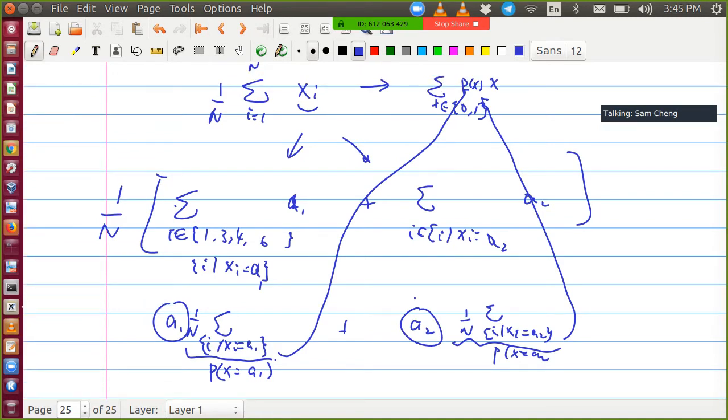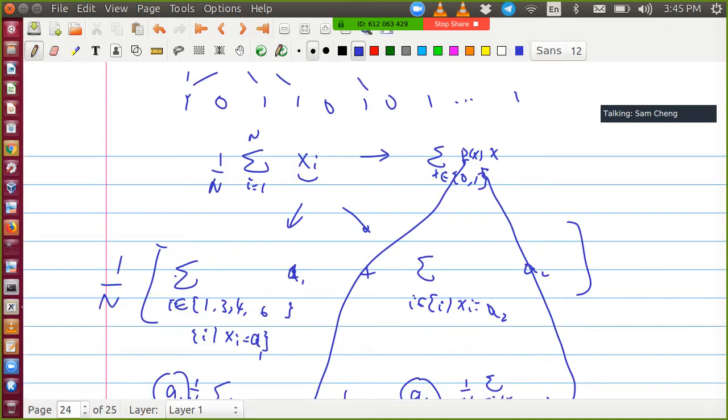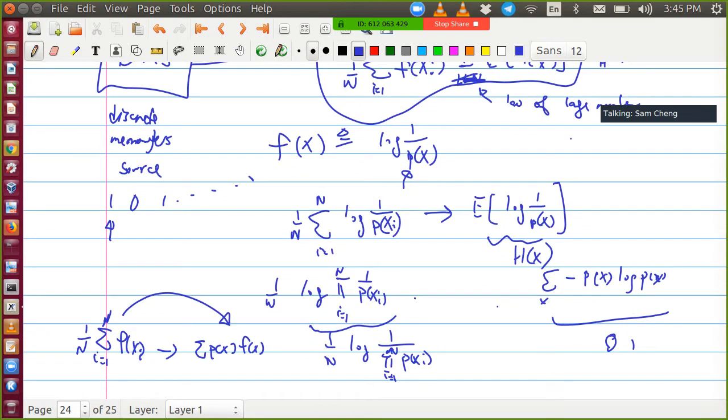Then where's the log in that? The log is on the previous page, right? The log here is just if we take the function f as log only. It's nothing special. We take the function as log 1 over p. That's our function, but that's nothing really special. You can think of that as just f. If we take f equal to log 1 over p, then we'll just have this equal to H(X).